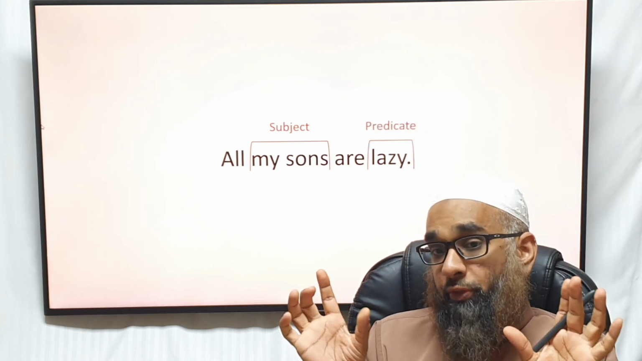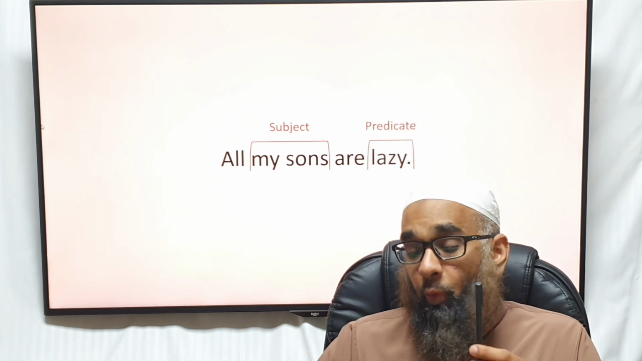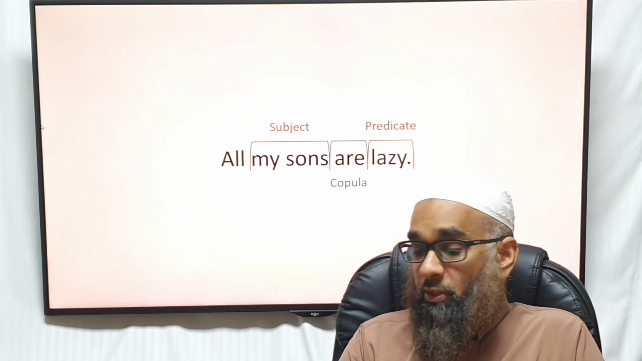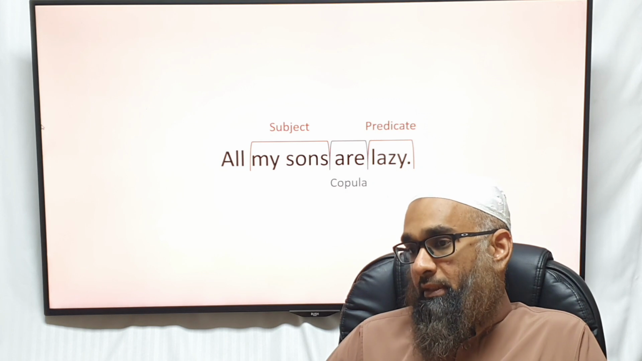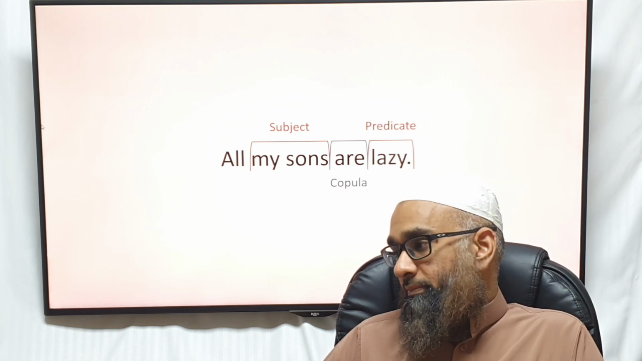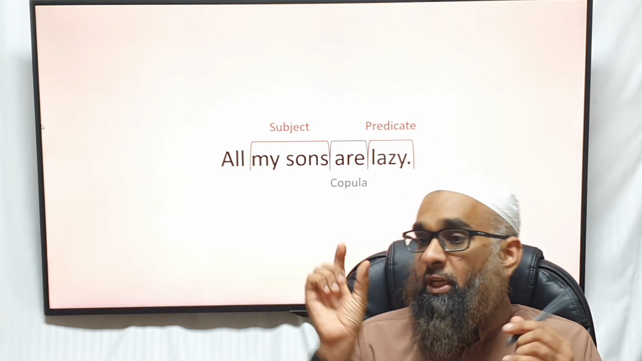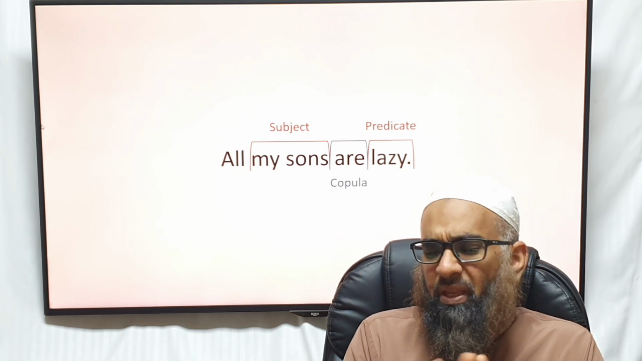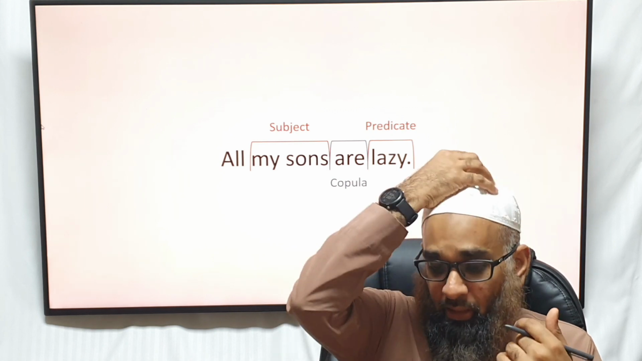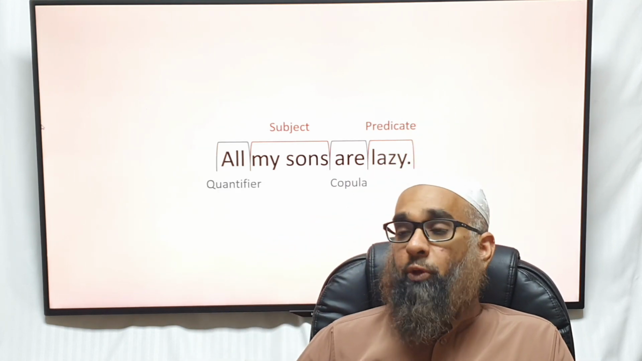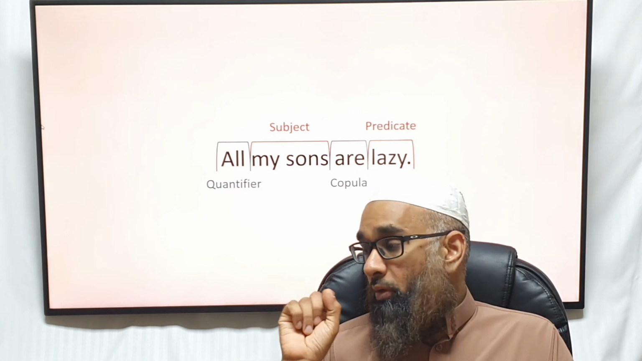But we have two more words which are important. What are the two more words? The "all" and the "are". The "are" we know from Arabic, it's called the copula, or in English you call it the auxiliary verb. But in mantiq we call it a copula, meaning the thing that joins the two together. That doesn't really play much of a part later going forward. But the other part that plays the main role here is a quantifier. Meaning, are we talking about something all or a part?